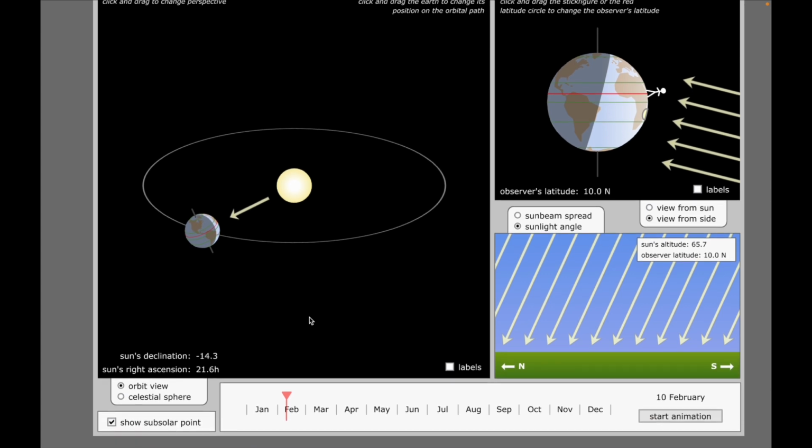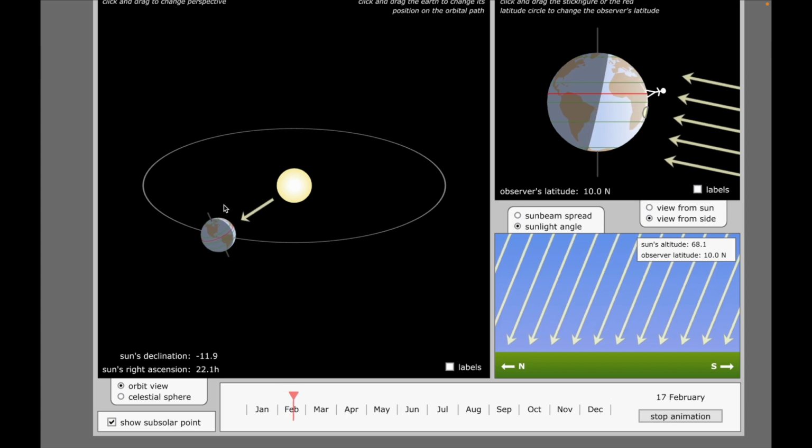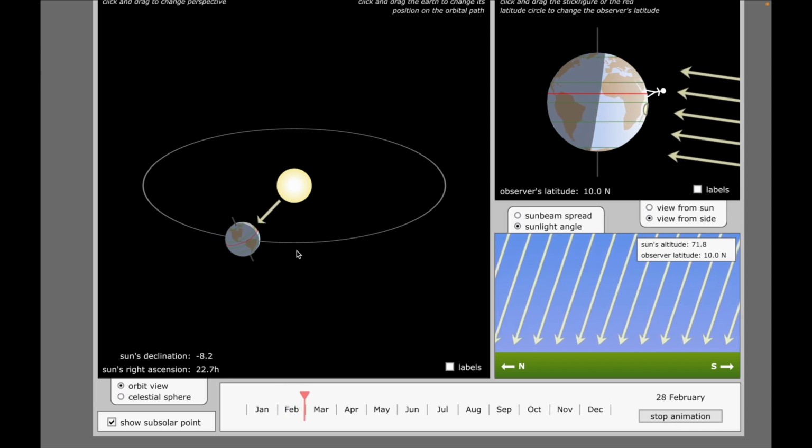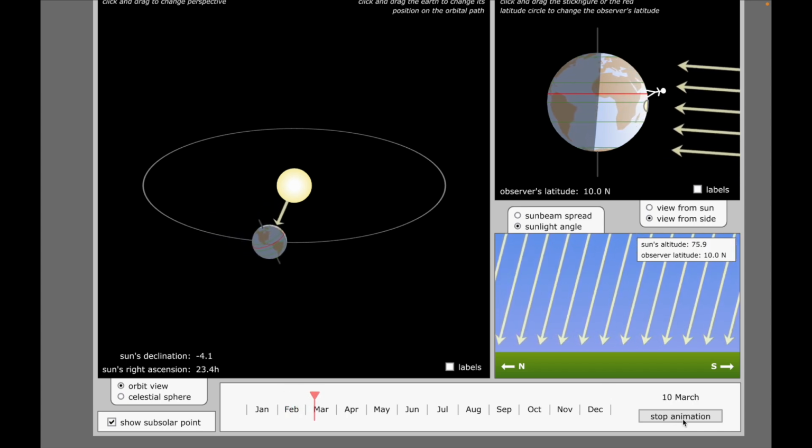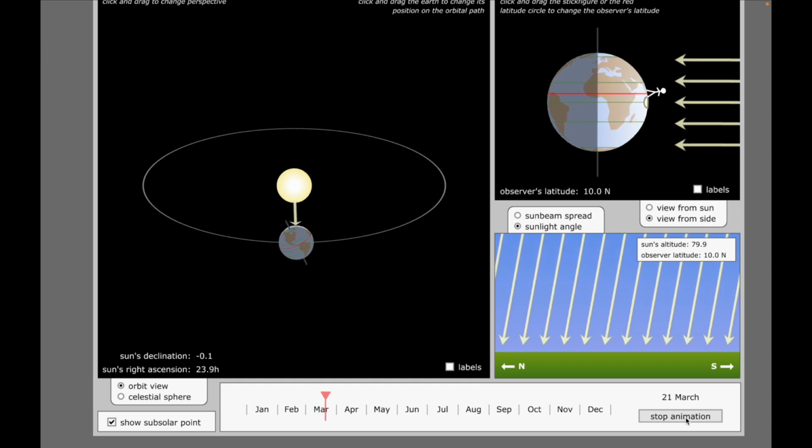sun. Now we are in February 10, and if I start this animation, we are slowly going around the sun. Now we are reaching a point in March where this tilt is not making any difference to the way in which we receive the sun. So the northern and the southern hemisphere receive equal amount of sun.